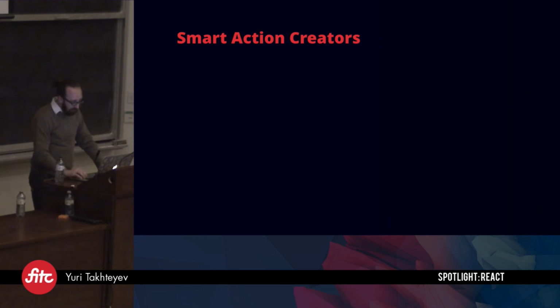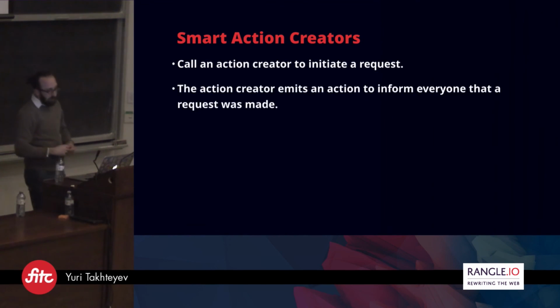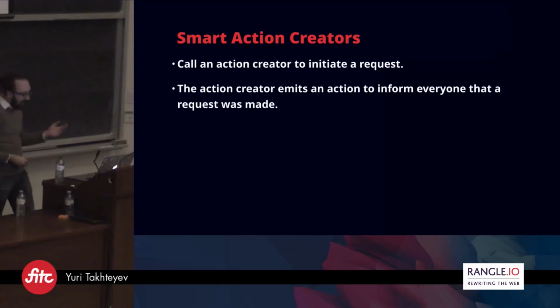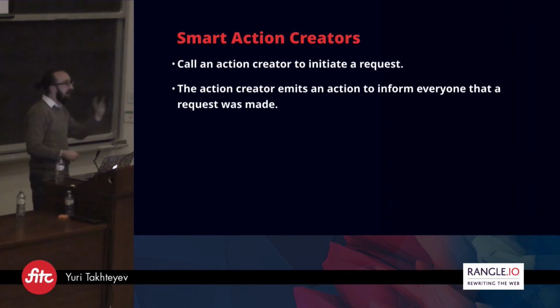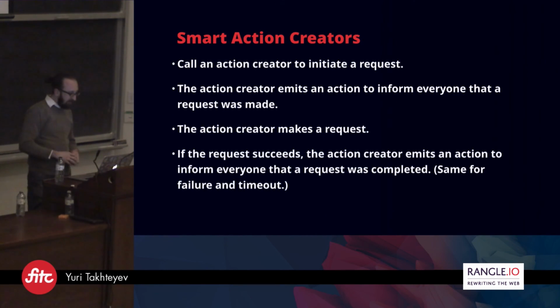So in this case, the approach is we call an action creator to initiate a request. So again, we call, in this case, the function updateNodeContent, which is going to get passed to our container component as a prop. The action creator function then emits an action to let everyone know that a request was made. Then your components can update and start displaying spinners or things of that nature. The action creator then actually makes a request. If the request succeeds, it emits an action to let everyone know that there's new data. And if it fails, it emits an action to let everyone know that there was a failure.